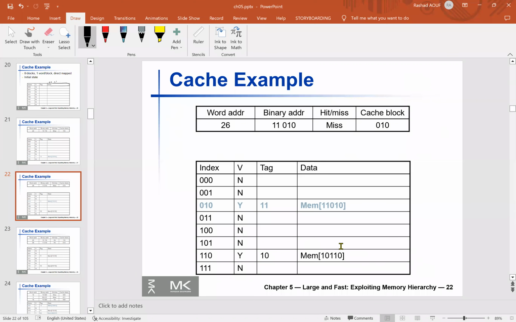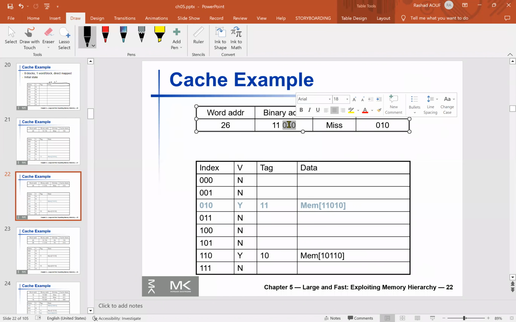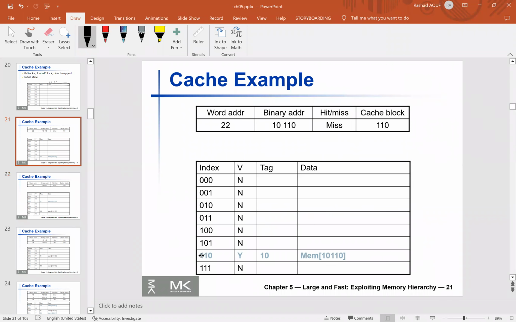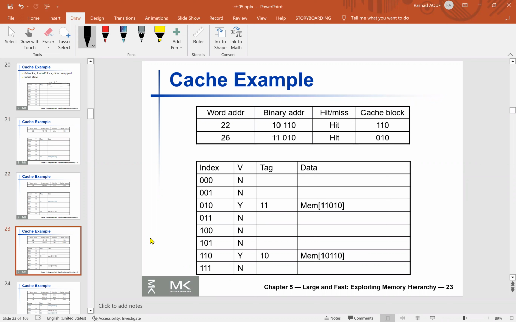Now here, if we go to 26, same thing. We do the modulo, taking the 3 bits here, 010. We look for 010 at the index, and the tag is 11. Now, we are working on how many bits? 5 bits. We bring it from the memory and put it in here. If we put it in dark, black, it means it already exists. Here we entered 10 and it already exists, so these two already exist.